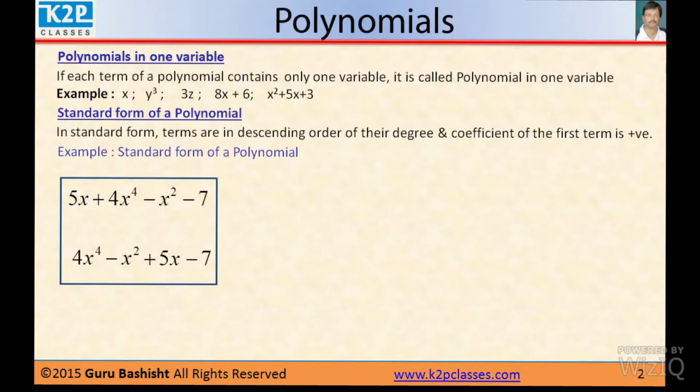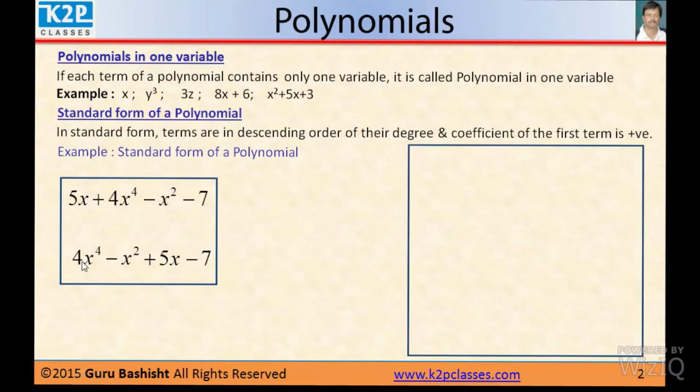So this is the standard form of the polynomial. Let us see another example. 2x cube minus x to the power 4 minus 7 plus 5x plus 5x square. You can see it is not in the standard form. So let us rearrange it to make it in a standard form.